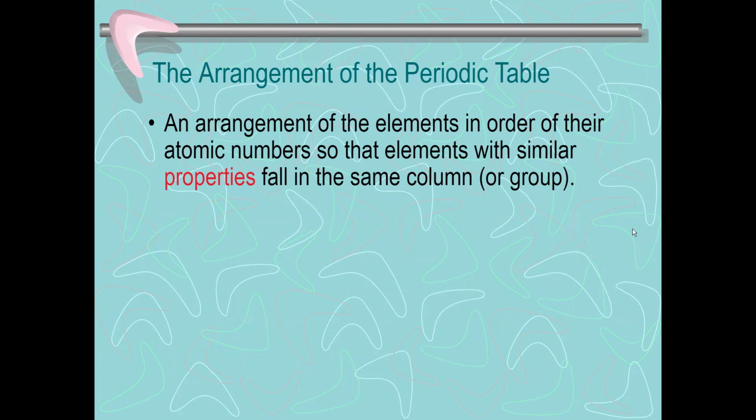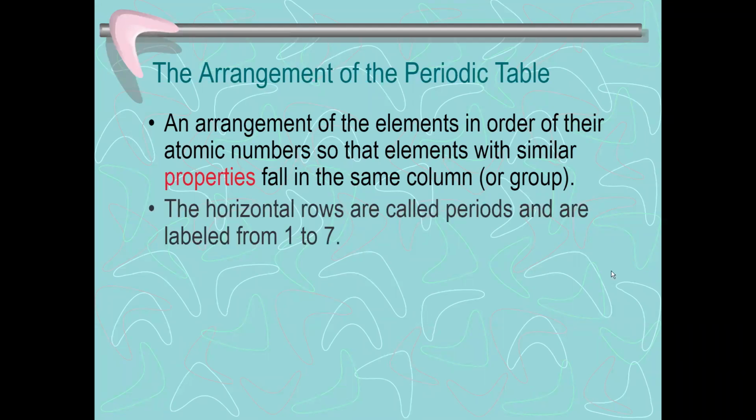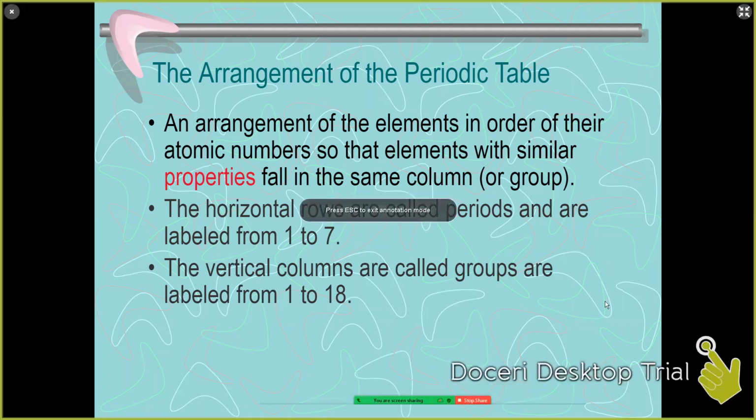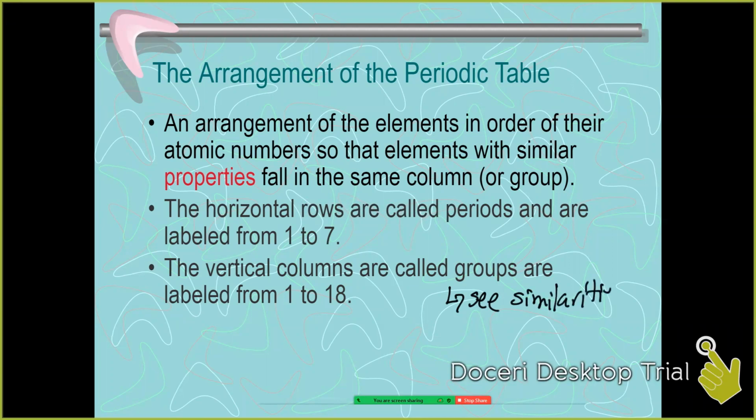So the periodic table is arranged so that elements with similar properties fall in the same common column or the same group. The horizontal rows, we have 1 through 7. Those are called periods. And the vertical columns are called the groups, 1 through 18. It's within a group that you see similarities in properties.